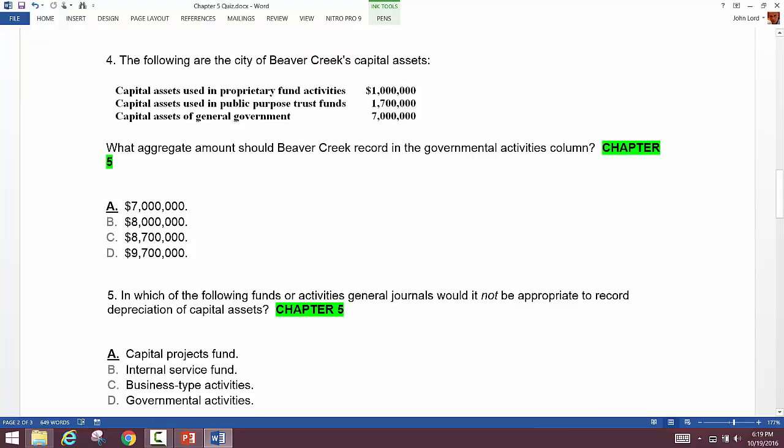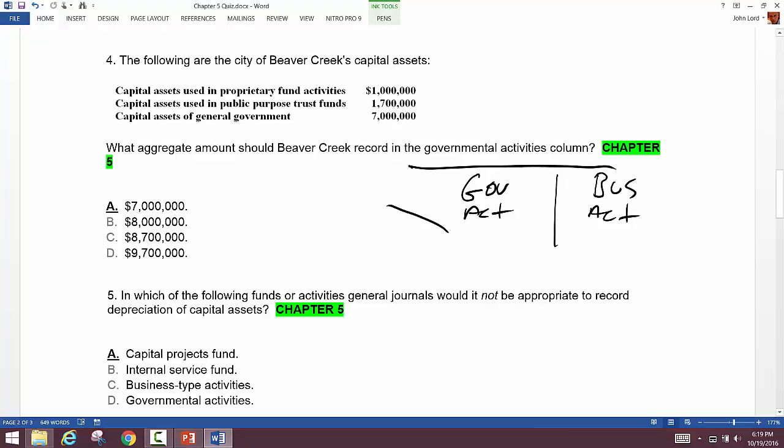The following are the city of Beaver Creek's capital assets. And we want to know what gets included in the governmental activities column. Okay. So when we're at the government-wide level, we have 2 columns. We have what? Governmental activities, and we have business activities, right? Okay, good. What's going to go under my governmental activities? First one who answers gets an ice cream cone.